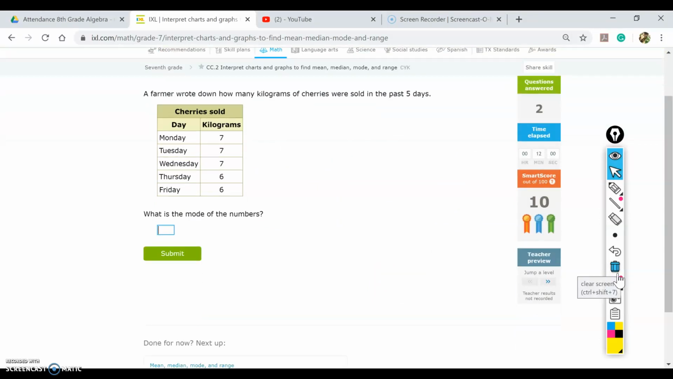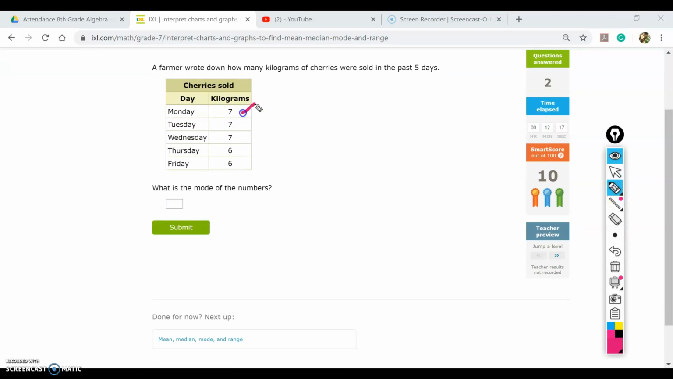Now let's see question 2. A farmer wrote down how many kilograms of cherries were sold in the past 5 days, and then you have a little table. What is the mode of the numbers? Now the mode is the number that repeats the most, right? In this case, we have 3 7s, so 1, 2, 3. So the 7 is repeating the most. That's why the mode for this table would be 7.